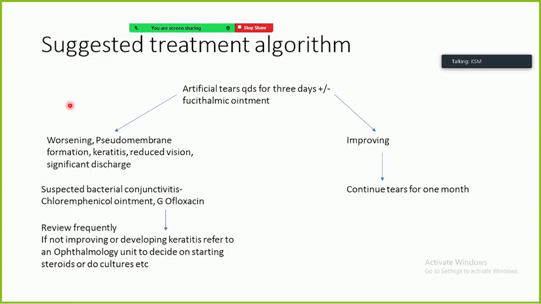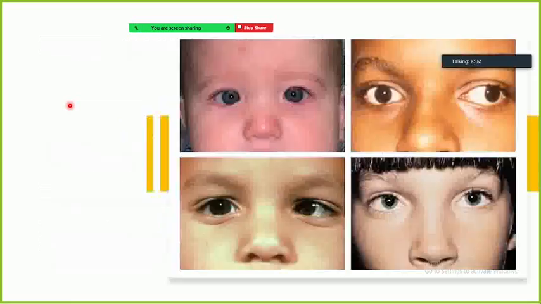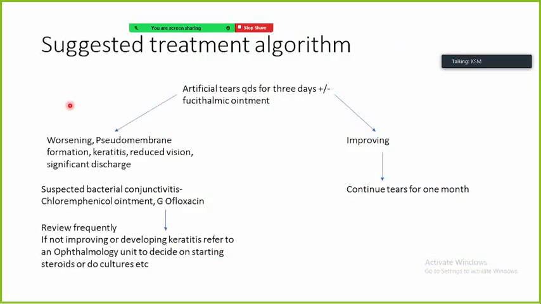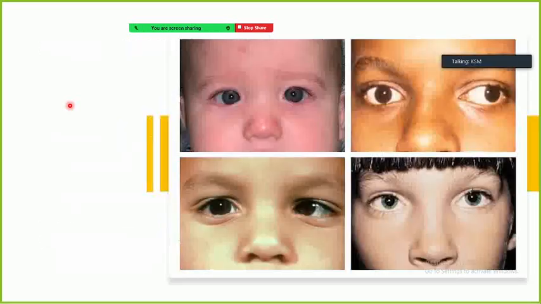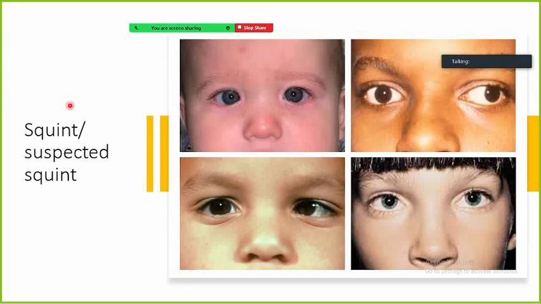So the suggested treatment algorithm is, you can use an antibiotic such as ciprofloxacin or chloramphenicol, but you should make sure that you're on the right track. If it is not improving within a few days, or if the vision is impaired or there is pain, of course it's better to refer to an ophthalmologist.